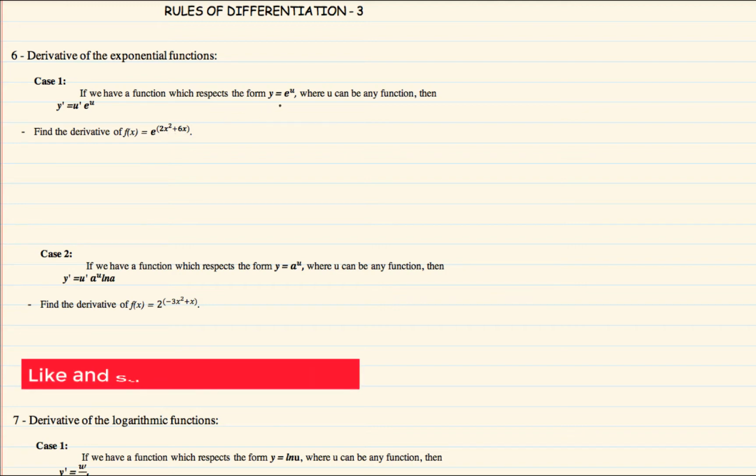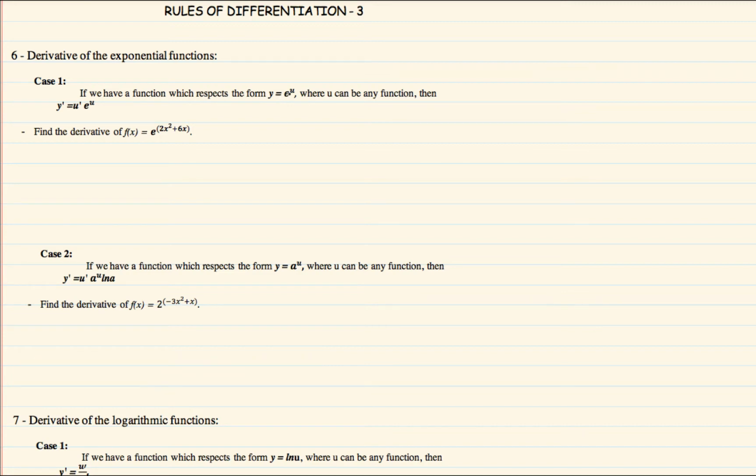So case number one for exponential functions. In this case what we have is e as a constant. So our constant is the number of Euler. Wherever we have an expression of the type y is equal to e raised to u, where u can be any function, the derivative of that function is the function that is in the power, which is u in our case, differentiated and then multiplied by the original function. So what we have is u dash, which means the derivative of u, into e raised to u. So it does not change.